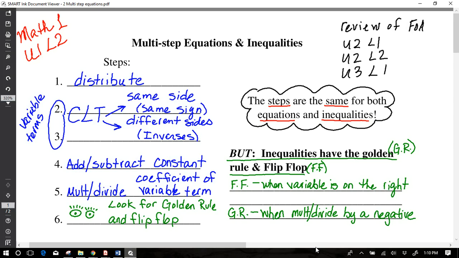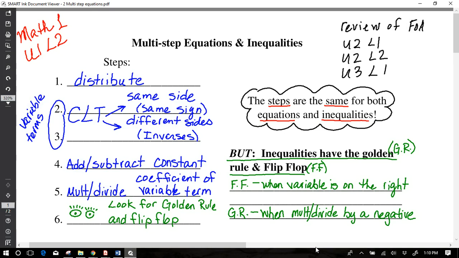What we have here is just a very condensed version of last semester's notes. Our steps for solving multiple step equations and inequalities, in blue, are the same for both. So, we always start with distributing. Next, we do combining like terms.